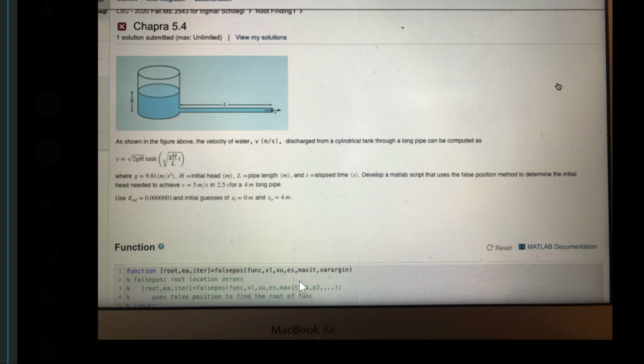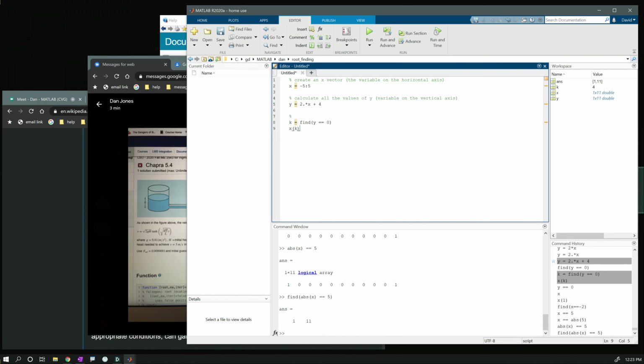When I mean variable arguments in, is that where you put G equals 9.81, H equals head, all that stuff? It would be anything you want to pass to the function. Have you ever written a function before? Yes. Okay. Have you ever written a function with variable arguments? I don't think so. Okay, well, let's try one.